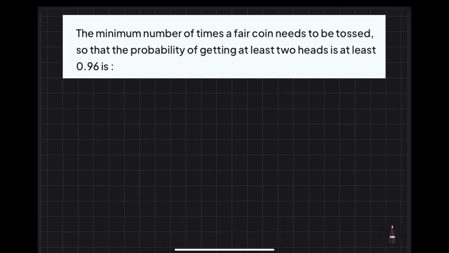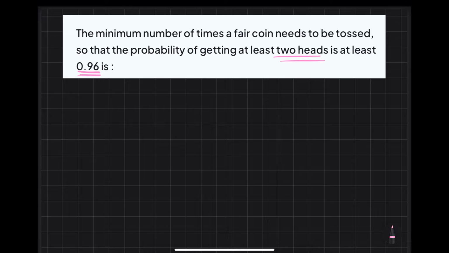So, we got a wholesome new problem which says: the minimum number of times a fair coin needs to be tossed so that the probability of getting at least two heads is at least 0.96. So, minimum it should be this. Okay, so minimum means what? It can have 0.97, 0.98. So it can be greater than or equal to 0.96.